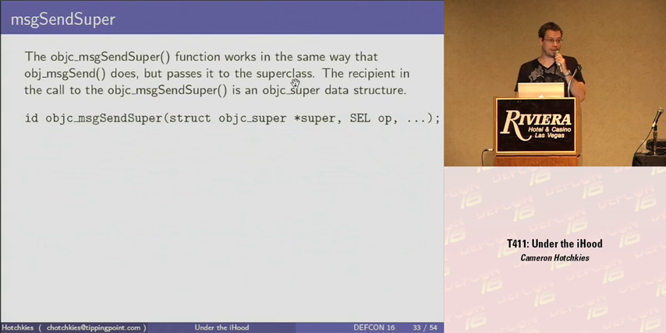Message send super is another variation of the message send call. It's going to be very similar to the original message send call, but it's basically calling it on a super class. The big difference is it's passing in a pointer to this super, and then it's exactly the same with the rest of the arguments coming after it. And the return value is still passed in. It's going to be passed in through EAX all the time, but it's still passed in the same way.